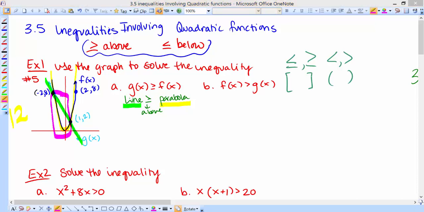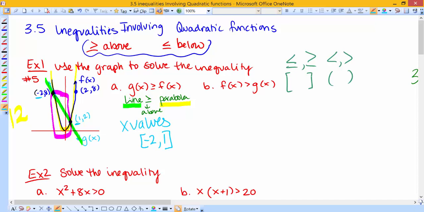So now I just need to write my solution. It's your x values. Please make sure we remember we are using our x values here. So my left x value, if I look at this point, I have -2. My right x value, when I look at this other point, I have 1. And I'm using brackets because we have greater than or equal to.